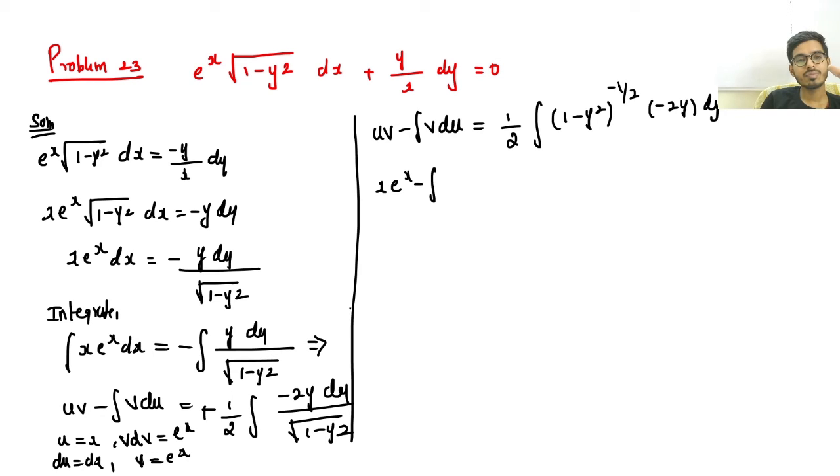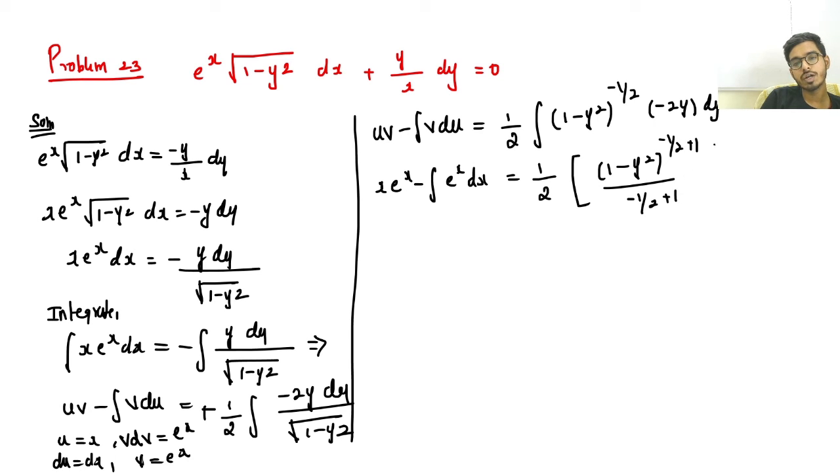This I am making some simplifications, right? So this will be e power x into e power x minus v du. So v is e power x, du is dx. This will be equal to 1 by 2. So what is the integration of this? This is nothing but 1 minus y square whole power minus 1 by 2 plus 1 divided by minus 1 by 2 plus 1. You don't need to differentiate inside and put in the denominator, right? Because already you have minus 2y dy here.